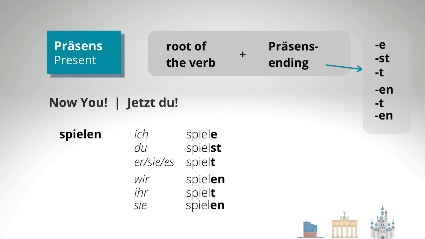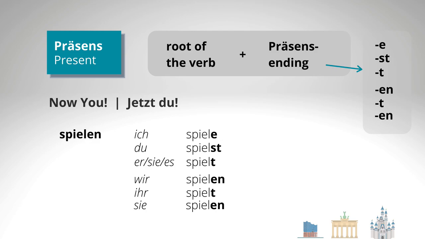I'll give you an infinitive in German and your task is to conjugate the verb. So to write down the correct forms, for example, ich spiele, du spielst, and so on. And with enough practice, I'm sure that in a few minutes, this will all be a piece of cake.